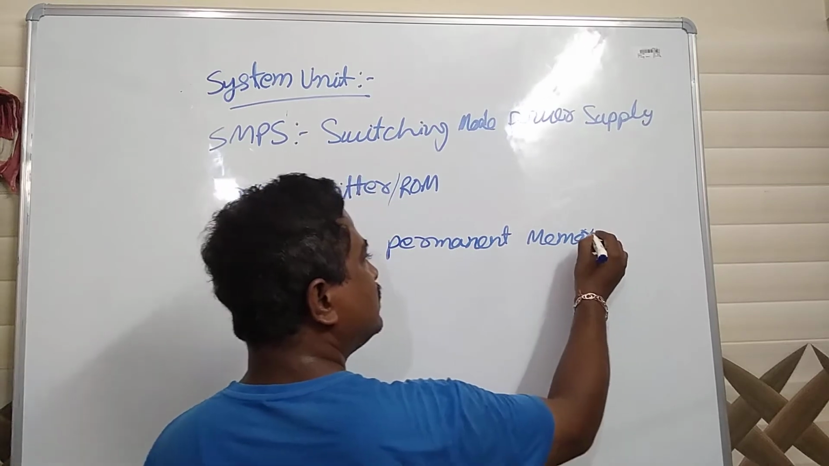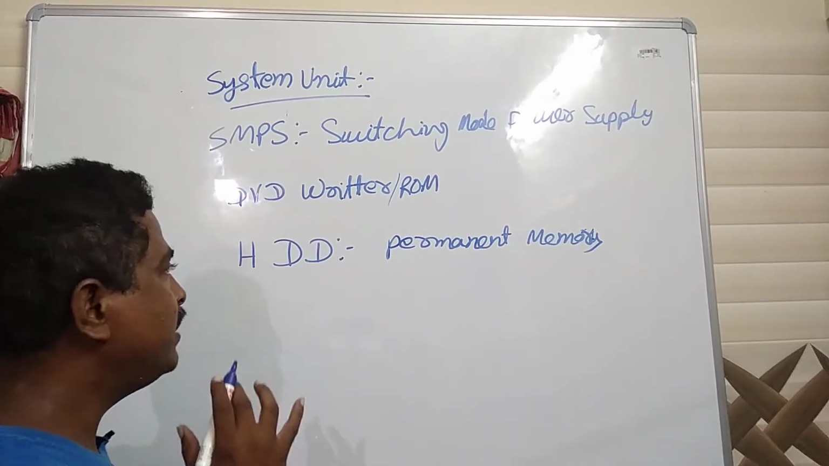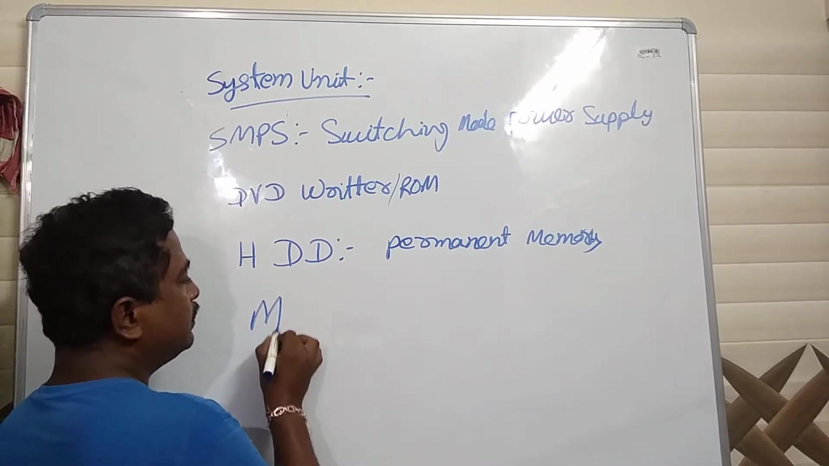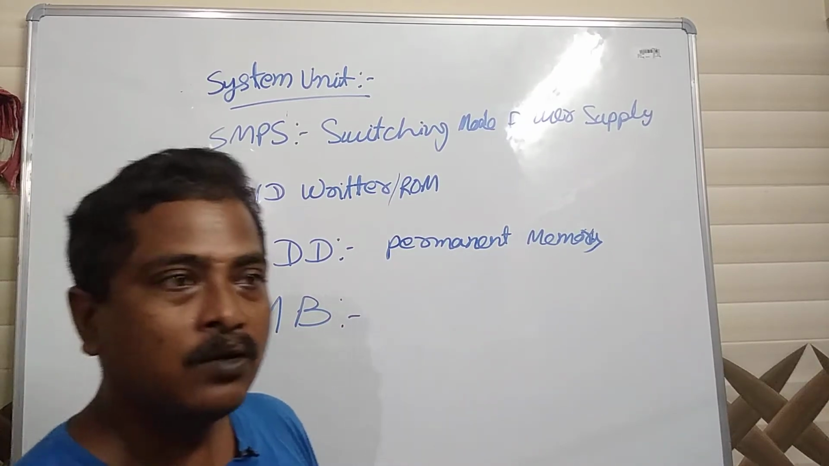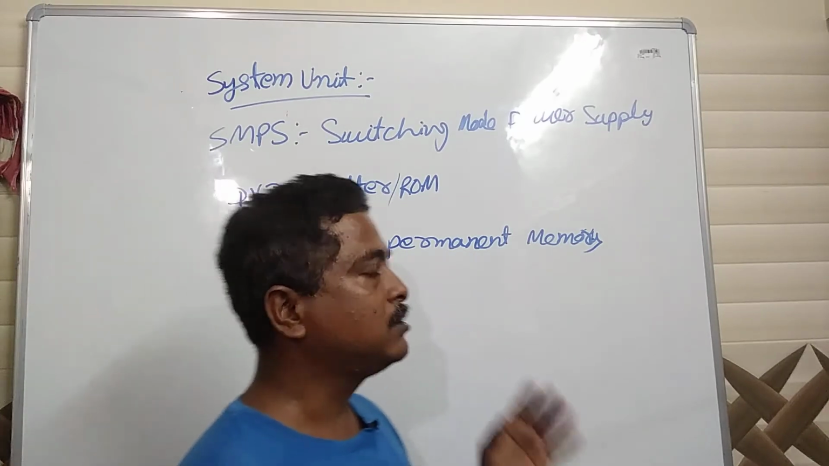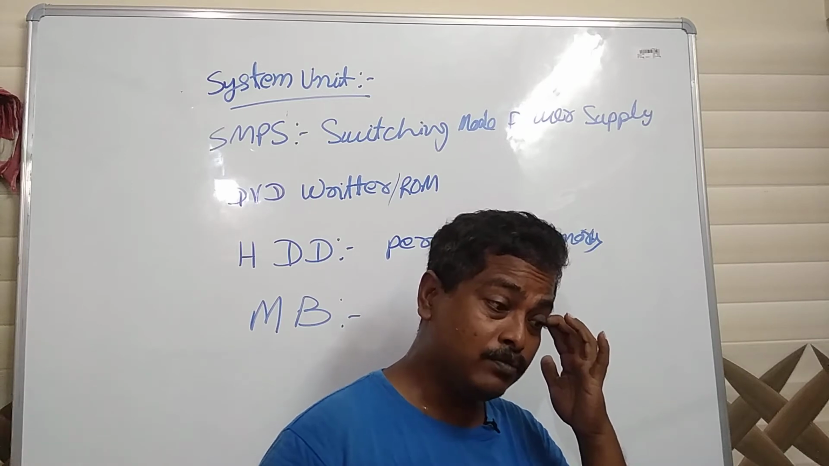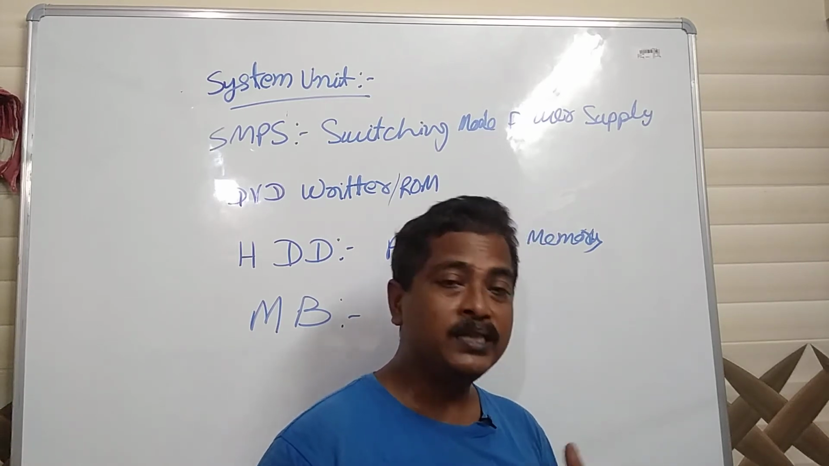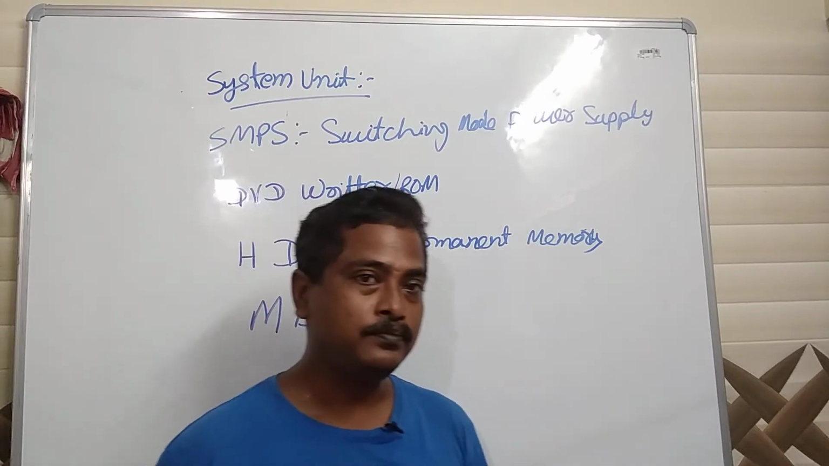There are so many other things, but these are the very basic and common things which we need to know. And the last and most important thing is the motherboard. Now, what is a motherboard? There is an electronic circuit inside that system unit or system box. That electronic circuit is known as the motherboard. Why is it called the motherboard? Because it is the base thing which controls all the devices.